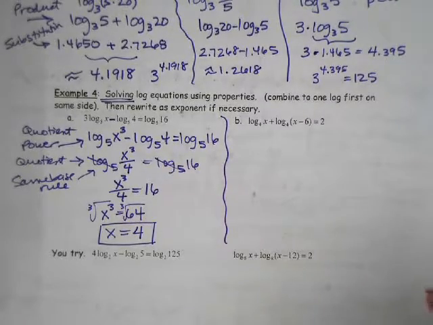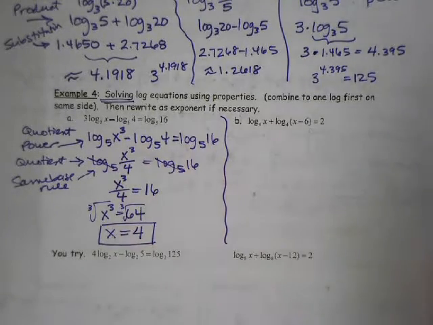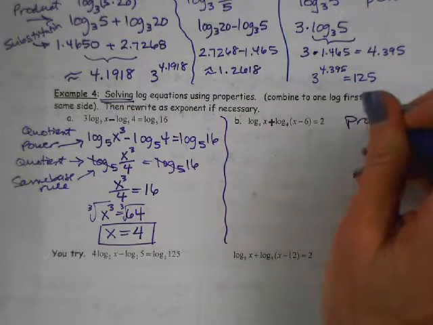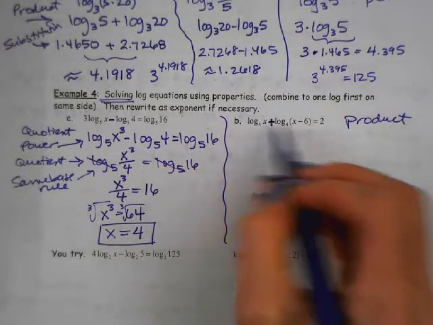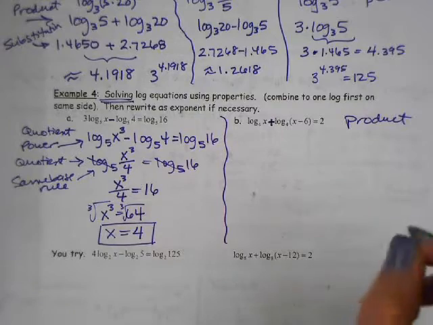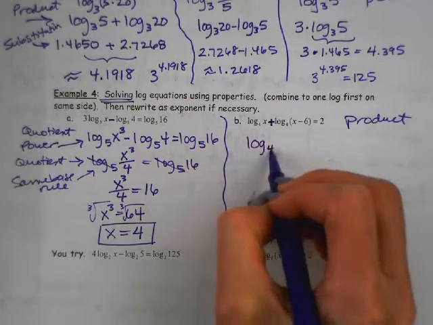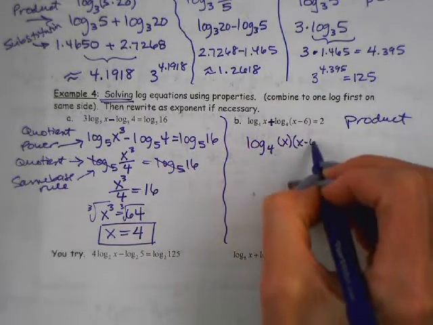Alright, looking at B, what rule, when you look at it, can you use? Yeah, the product. I have a plus sign here, right? The plus sign tells me product, so I'm going to use the product. What does the product rule allow me to do? If they're being added together, what can I do? Yeah, we want to multiply them. So I'm going to do log base 4, and that's going to be x times x minus 6, and that will equal 2.